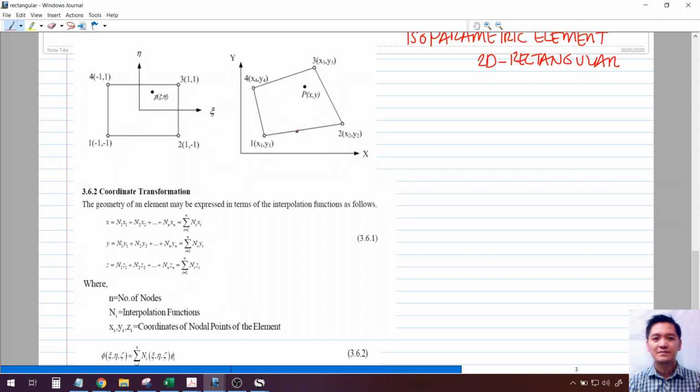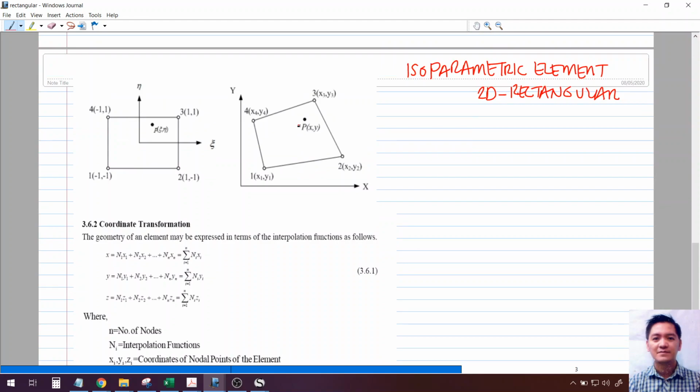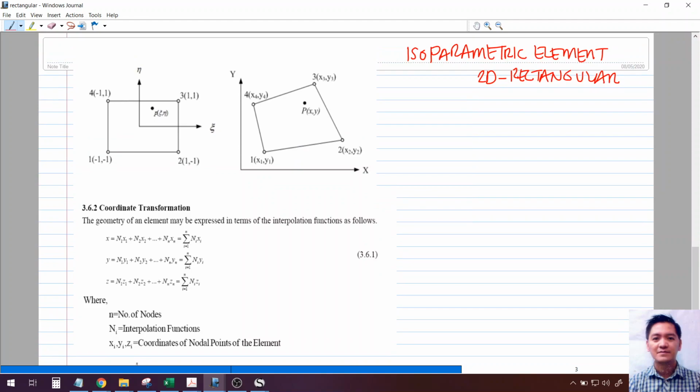The shape functions that we've been using in the axial, beam, and triangular elements, according to the concept of isoparametric, will also be used to transform this irregular real-world shape with four corners into an isoparametric element that looks like this. Take note, it is bounded only from -1 to 1. For example, here 1, 1, here -1, 1, here -1, -1, and then 1, -1.